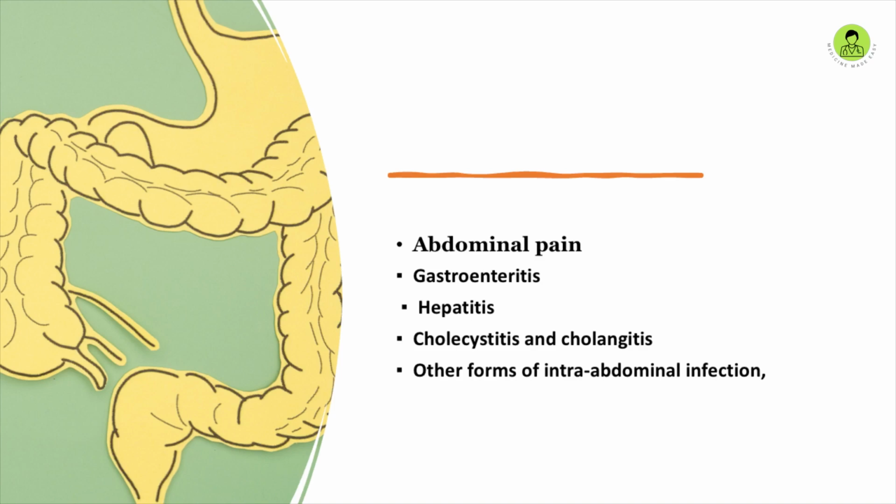Cholecystitis and cholangitis classically present with pain in the upper quadrant of the abdomen, associated with nausea with or without jaundice. Other causes of intra-abdominal infections include bowel perforation and peritonitis, and it presents with varying abdominal symptoms, including generalized or localized abdominal pain, bowel distension, diarrhea, constipation, and vomiting.